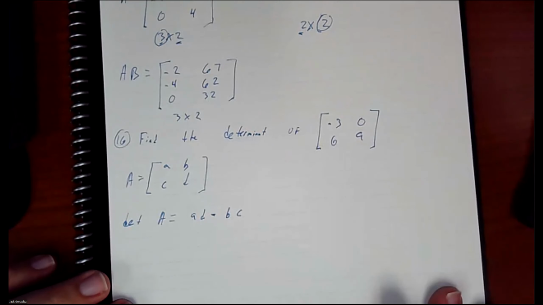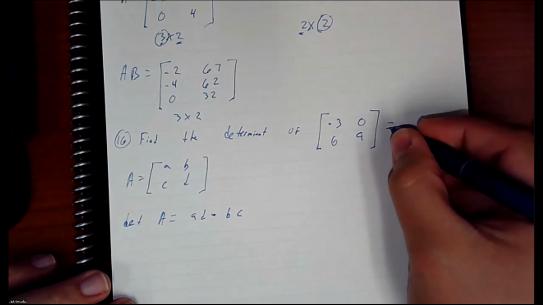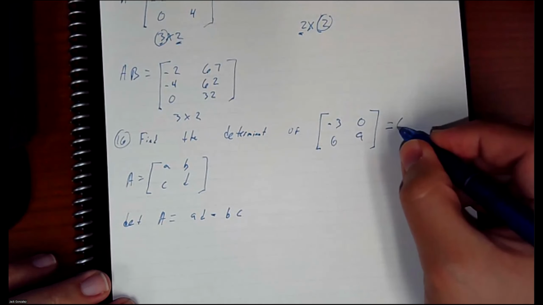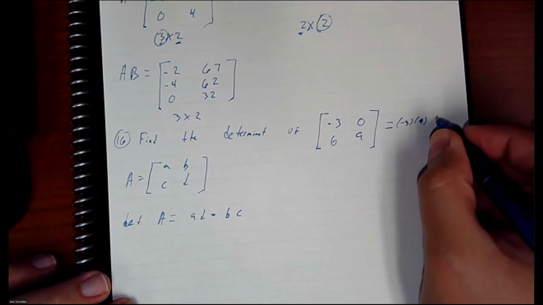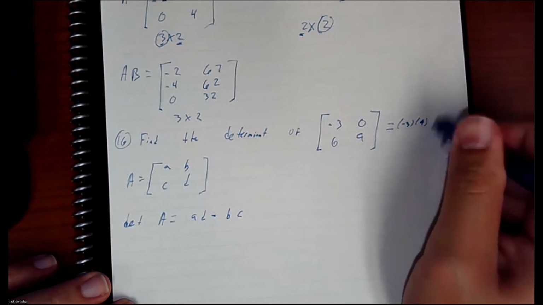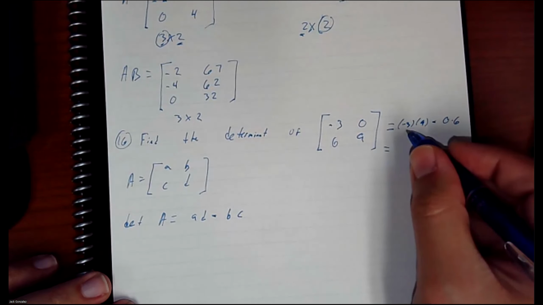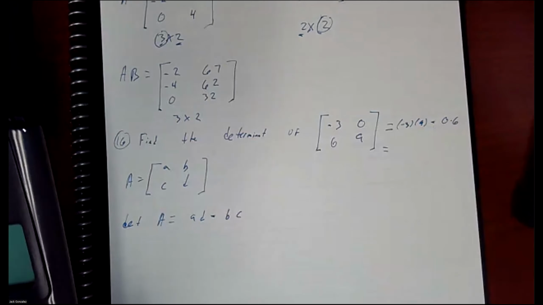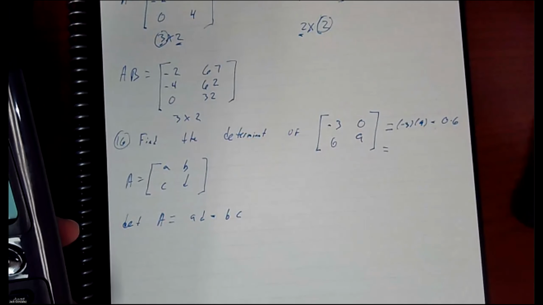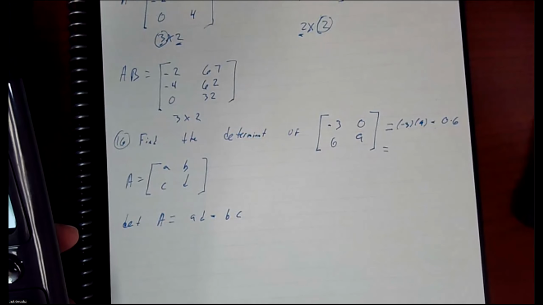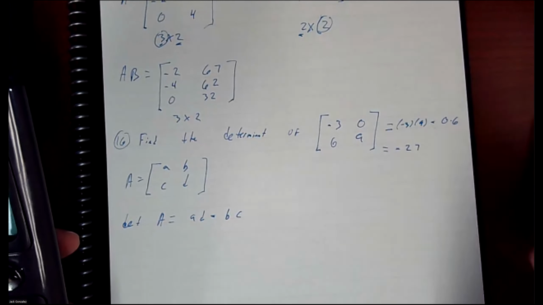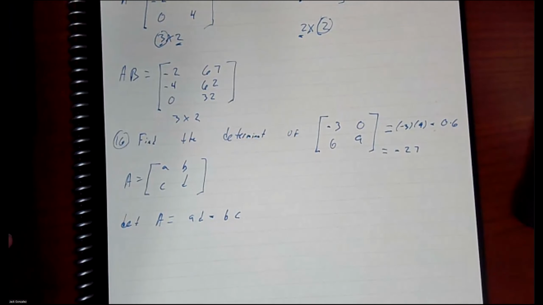So our answer would be negative 3 times 9 minus 6 times 0, right? Negative 3 times 9, that's going to be negative 27. Yeah, that's it.